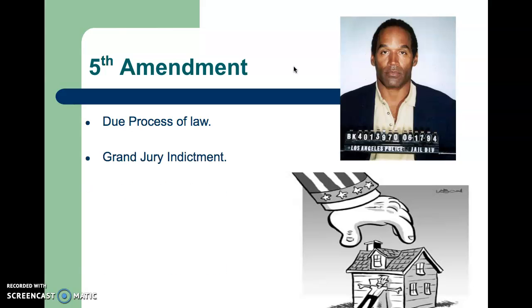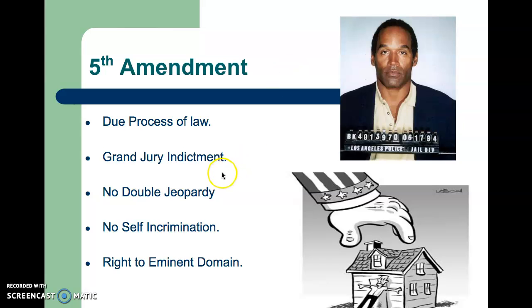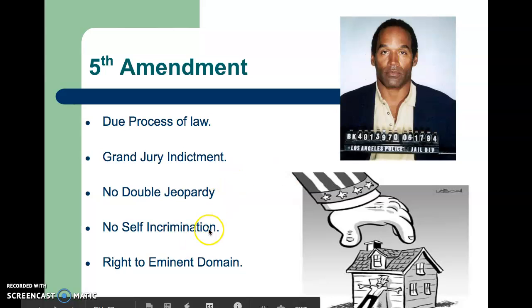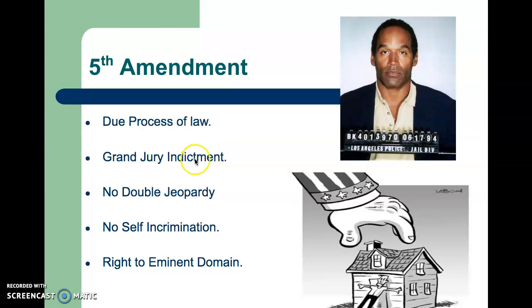Fifth Amendment outlines several different processes that all deal with the due process of law. Grand jury indictment, no double jeopardy, which is why OJ's up here, no self-incrimination, and the right to eminent domain. So, you do not have to testify against yourself in a court of law. That is a good thing. You cannot be tried for the same crime twice. That is another good thing. Grand jury just means that you have the right to stand before a jury of your peers.